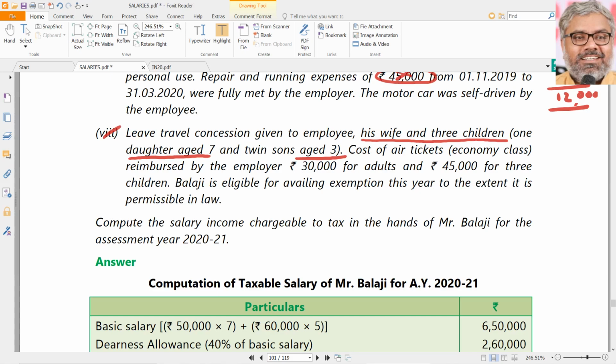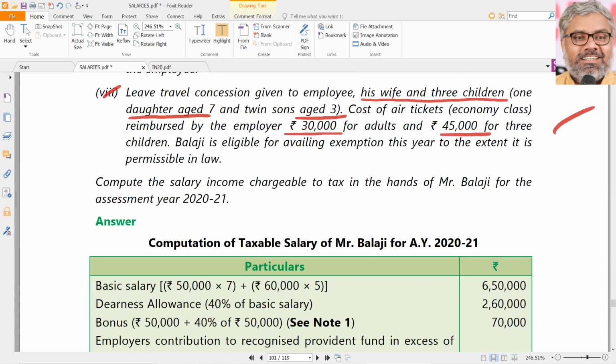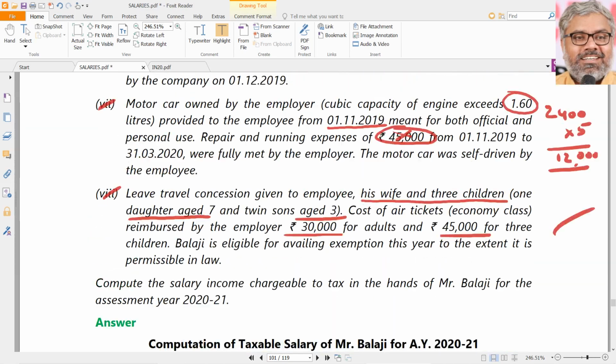So here the daughter is aged 7, the bigger, elder one. After that twin sons were there, aged 3. That is considered to be 1 only. So cost of air tickets is 30,000 for adults, 45,000 for 3 children. Balaji is eligible for availing exemption this year to the extent it is permissible in law. Entire thing is permissible in law. There is no problem. So nothing is taxable, but you have to write section 10(5) provisions to get marks. That's all. Everything is there.